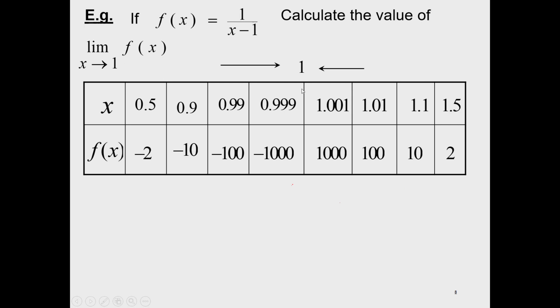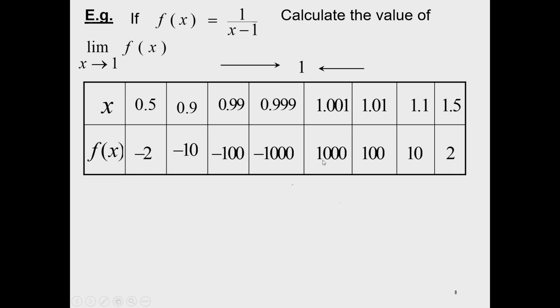So you can see when these values are approaching 1 from both sides, the y values are going further apart. This is going towards -1000. If I put any number closer to 1, like 0.9999, another 9 here, this will be a bigger number. And likewise here, if I put 1.0001, this number will go to a bigger number.